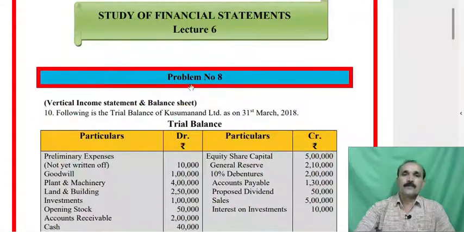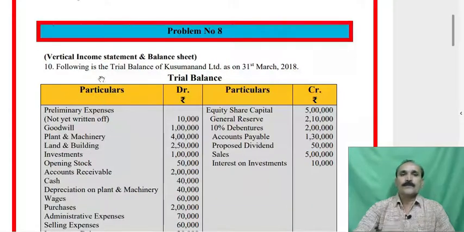Lecture 6, problem number 8: vertical income statement and balance sheet. In this problem, we are going to learn two things, which are the vertical income statement and balance sheet. Following is the trial balance of Kushmanand Limited as on 31st March 2018.